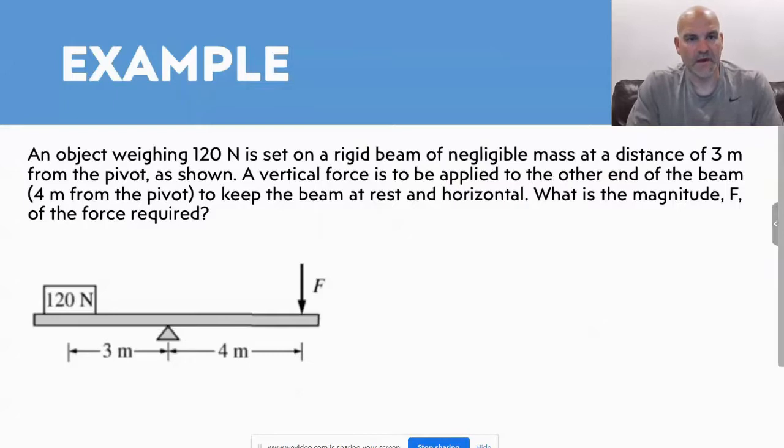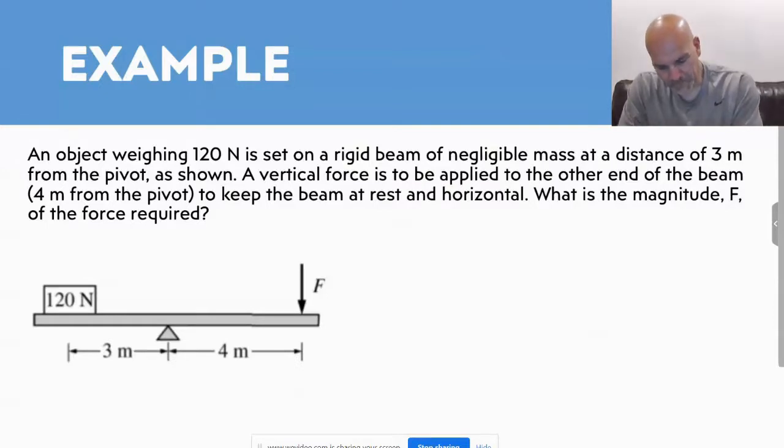Here we have an object weighing 120 newtons set on a rigid beam of negligible mass at a distance of 3 meters from the pivot, as shown. A vertical force is applied to the other end of the beam 4 meters from the pivot to keep the beam at rest and horizontal. Sorry, I misread that. What is the magnitude F of the force required?